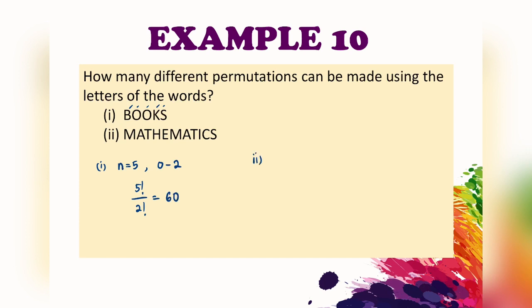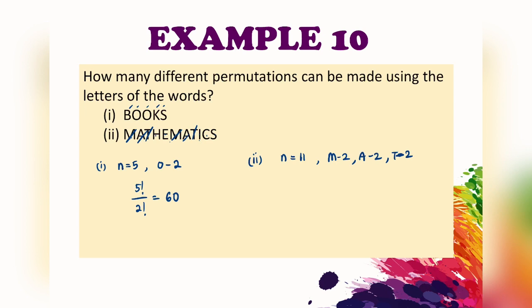For "mathematics", we have 1, 2, 3, 4, 5, 6, 7, 8, 9, 10, and 11, so n equals 11. But here we have quite a few letters that are identical. First is the letter M, so we have 2 M's. And A we have 2 as well. And we also have 2 T's. For H, E, I, C, and S, there is only 1 each.